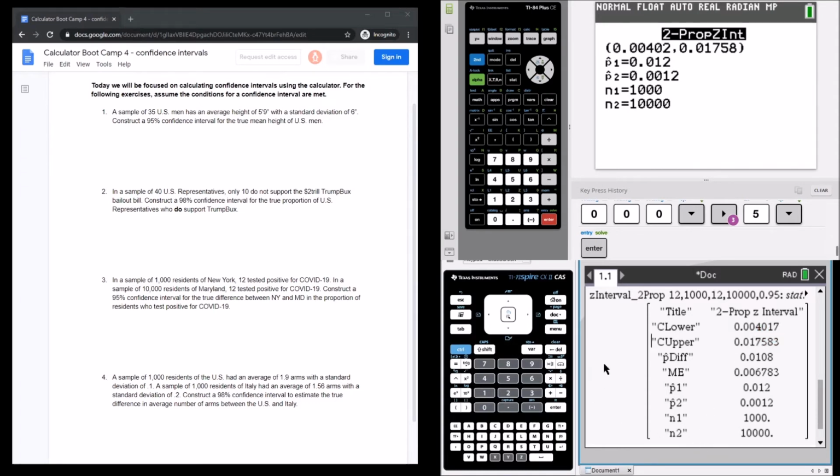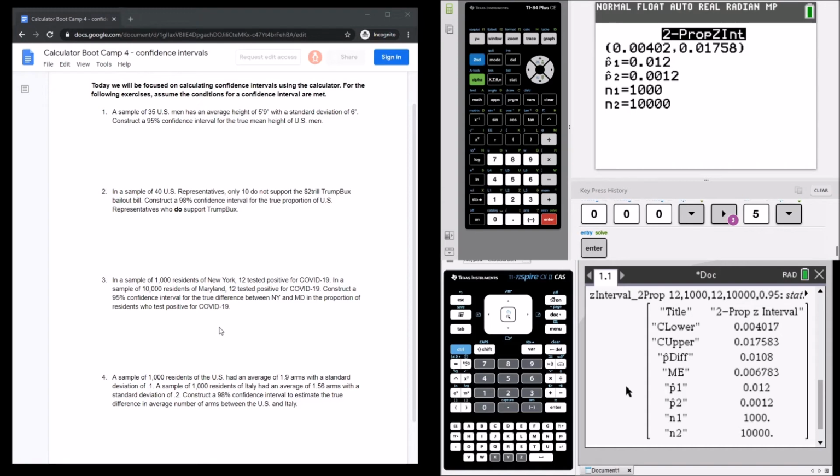So for my interpretation here, I would say that we are 95% confident that the true difference in the proportions of residents in New York and Maryland who test positive is captured within the interval from about 0.4% to 1.7%, which suggests that New York has a rate of positive tests that's about 0.4 to 1.7% higher than that of Maryland, and that should be percentage points.